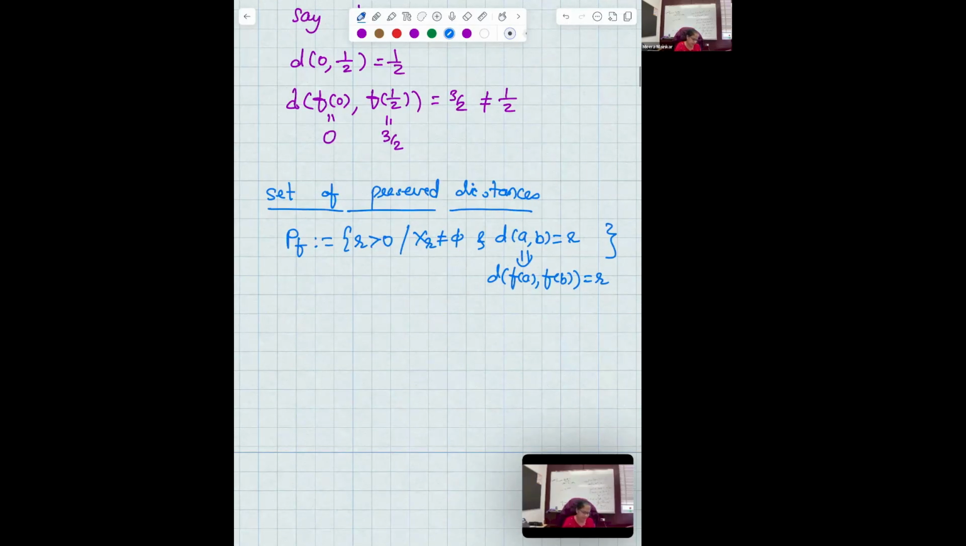And so, for example, in the example that I just showed you, f from R to R, where f fixes all the integer points, mapping them to the same points, but non-integer numbers x are mapped to x plus 1. In that example, we just saw that PF is equal to the positive integers.